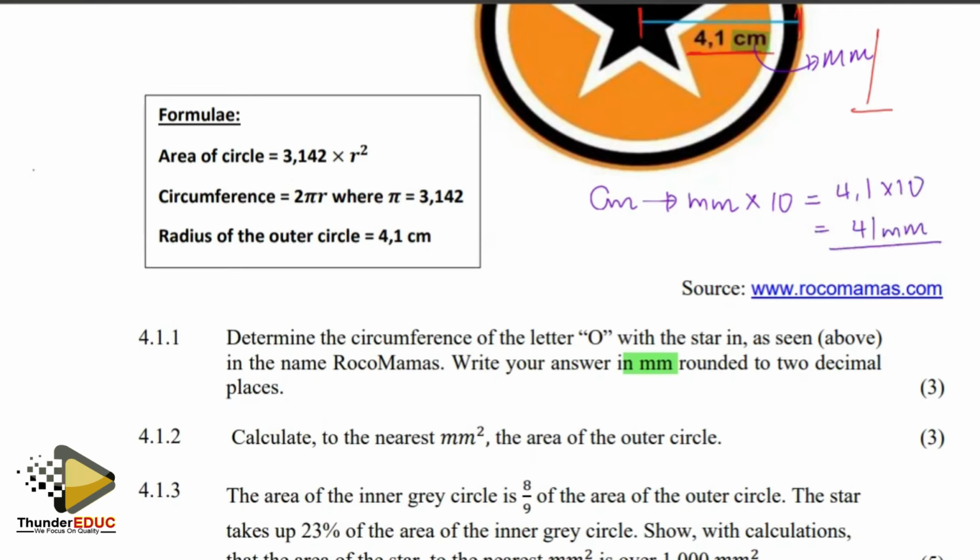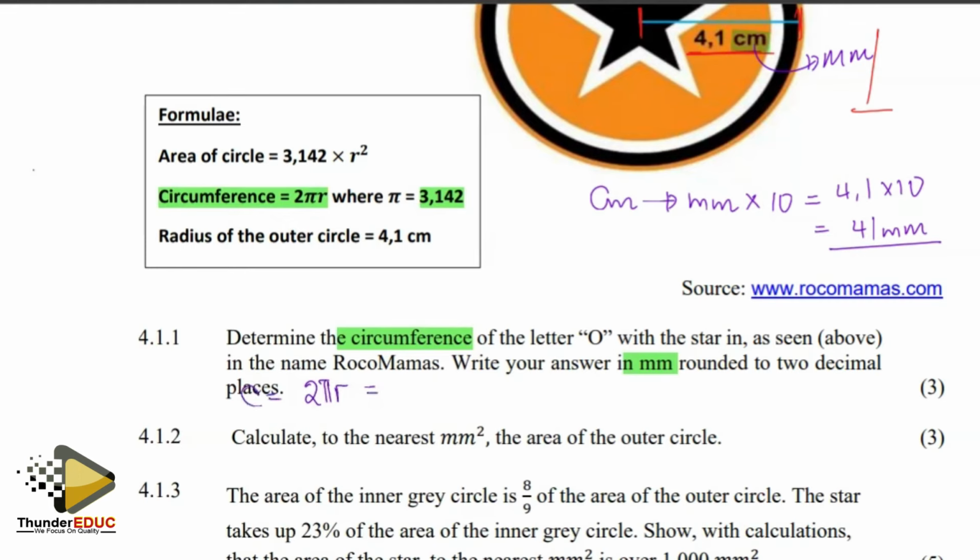Converting, 1 mark. Then come ahead. Determine the circumference. The moment you hear circumference, you check on the formulas that you have. Do you have any circumference formula that is already given to you? Where pi stands for 3.142. What do you do as a wise learner? You call on the formula and you substitute part by part.